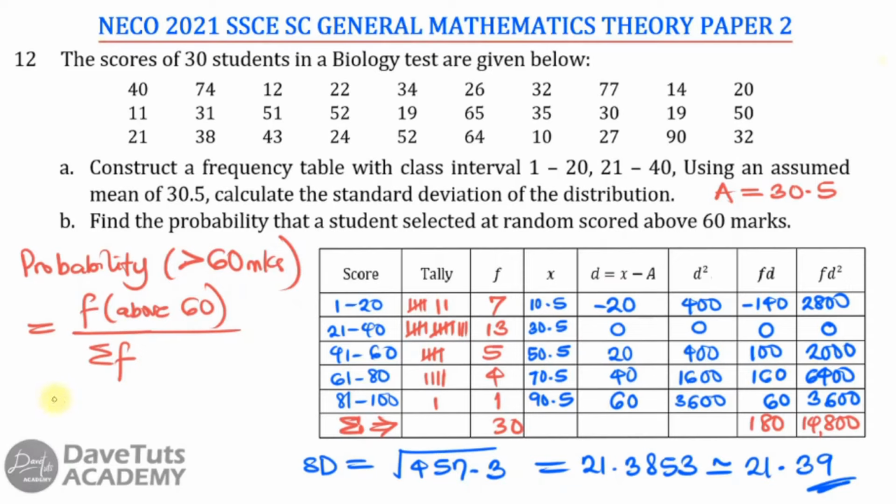If we look at the table, we can see that those who scored below 60 are in this range 1 to 60. Those who scored above will be from 61, and their frequency will be 4 plus 1. So this is 4 plus 1 divided by the total frequency, 30. So this is 5 over 30, and 5 over 30 is nothing but 1 over 6. So the standard deviation is 21.39, and the probability of selecting a student that scored above 60 marks is 1 over 6.